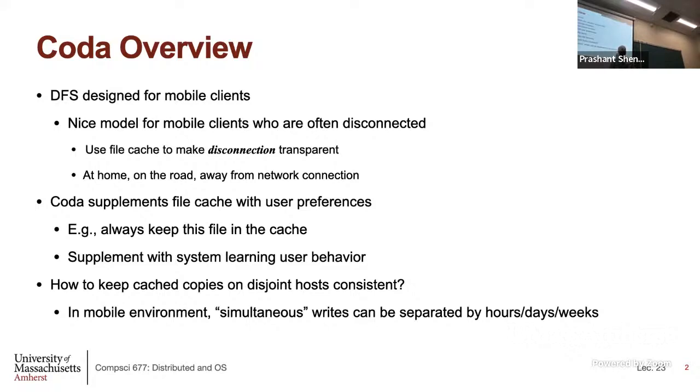So the question is, how are we going to make sure you can access data that's stored on the file server while you're disconnected? How can we make sure the data is consistent? Something may change on the file server because another client is accessing the file, and you may not be able to get notifications from the server while you're disconnected. How do you handle all of this is what Coda tried to do.